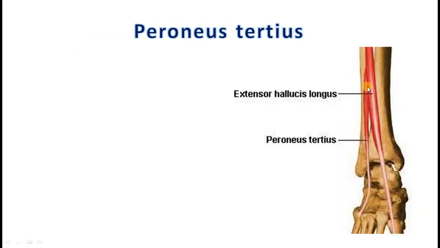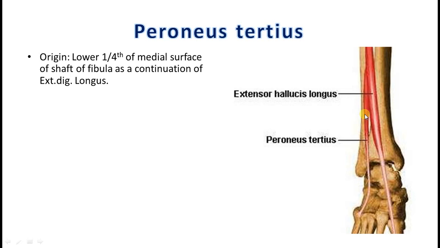So we'll go to the last muscle of the extensor compartment, which is called the Peroneus tertius. Here you are able to see it arises from the lower part of the shaft of the fibula, the medial or extensor surface of the shaft of the fibula. It is considered a part of the extensor digitorum longus, the fifth tendon of the extensor digitorum longus, a continuation of it.